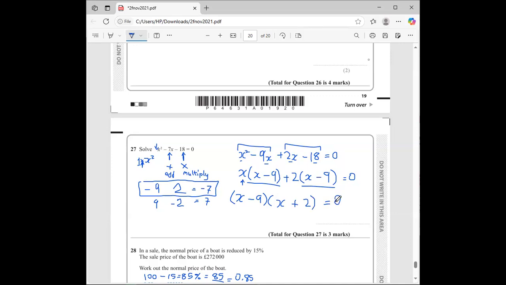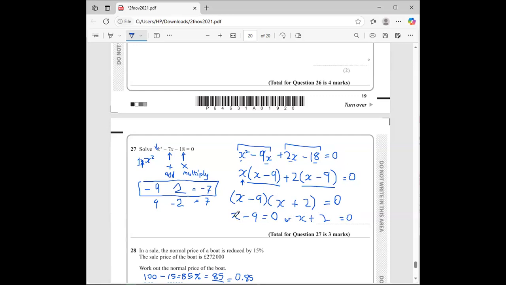Now, there's a mathematical principle that says if something times something gives you 0, then either this one is 0, or that one is 0. Remember, our whole lives in mathematics thrives on principles. So either x minus 9 is 0, or x plus 2 is 0. One of them must be 0. We usually use 'or' in between. So this or this. So let's solve it now.